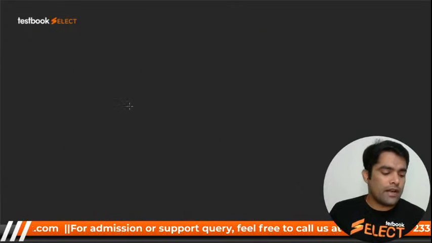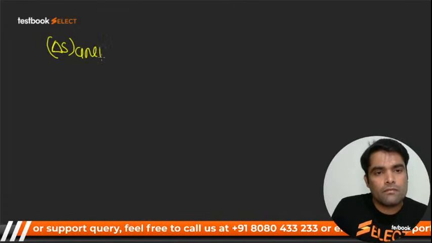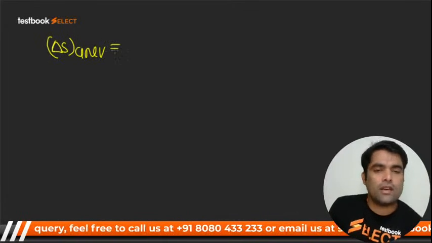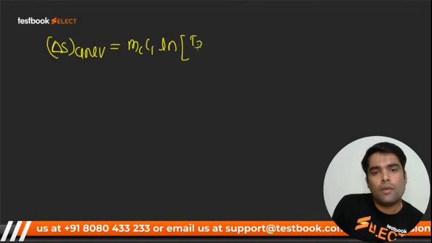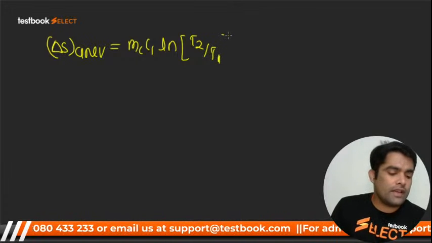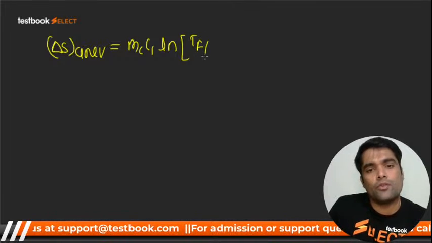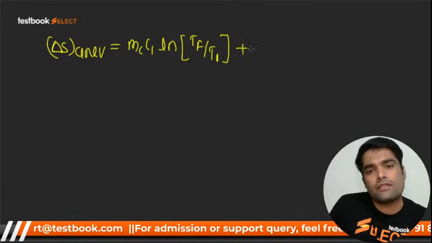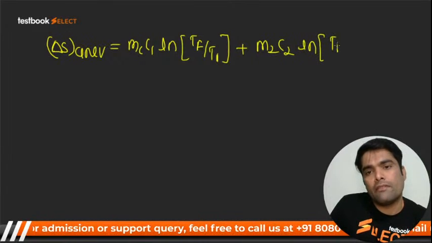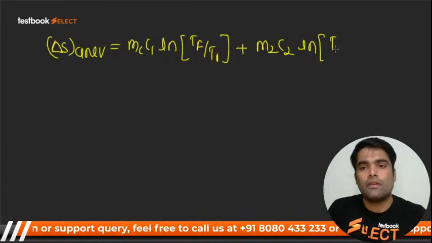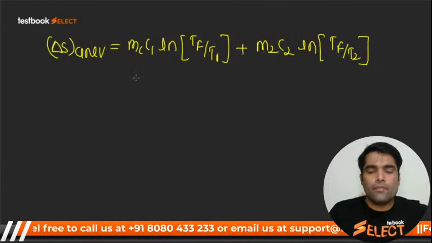Now, my dear, what should it be? Delta S of universe. Delta S of universe क्या होगा बच्चा? It should be M1 C1 ln of TF by T1, I'm very sorry, it's not T2, the final temperature you have calculated is TF, plus M2 C2 ln of TF by T2. Again, इसके लिए भी वही होगा, right?